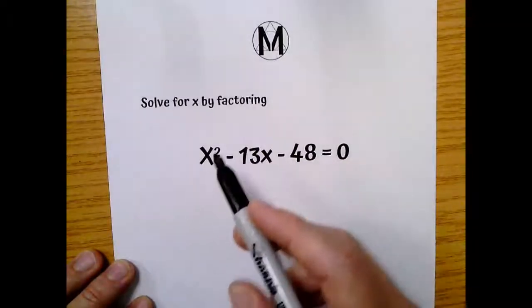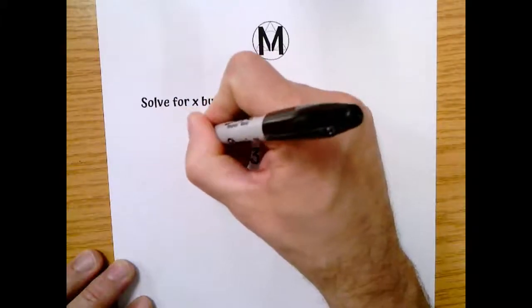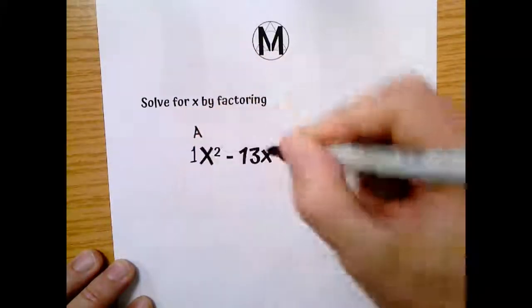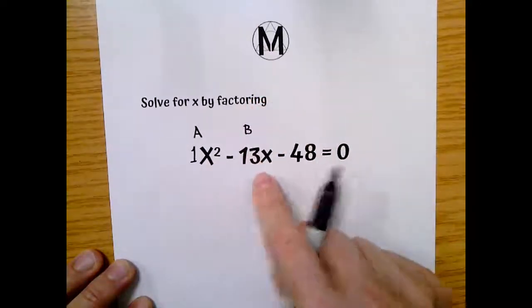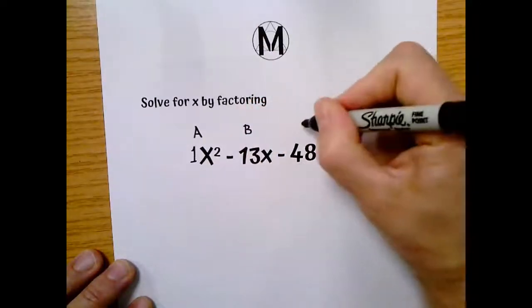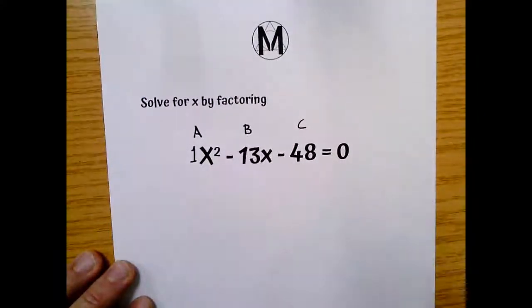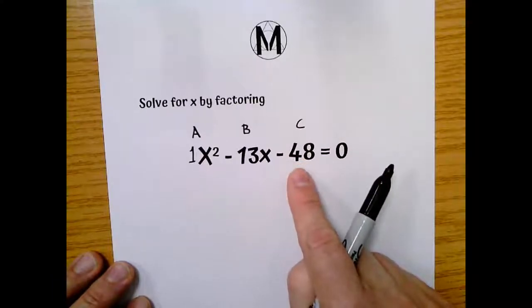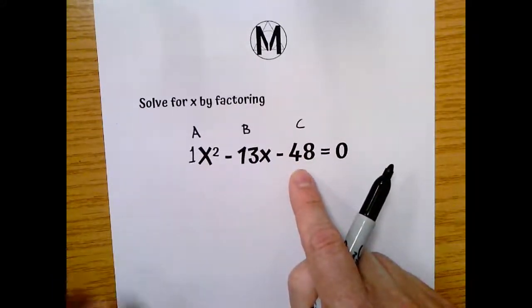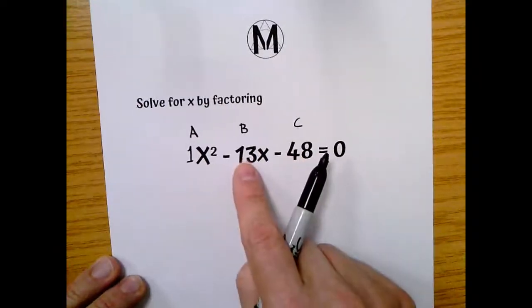And what this means is there's an a, b, and a c. I'll go ahead and write those down. This is an a value, and your a value is actually 1. You have a b value, which is negative 13. And you have a c value, which is negative 48. So you have a, b, and c. And the key to factoring is you start with c. And what you got to do is find a set of factors for c that when you add them together will give you b.